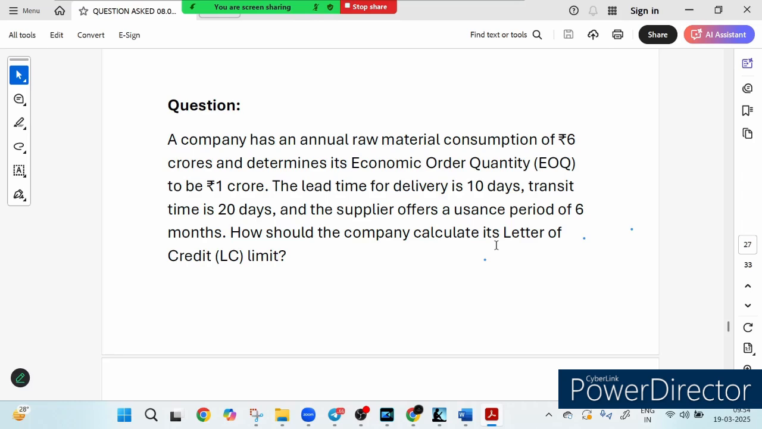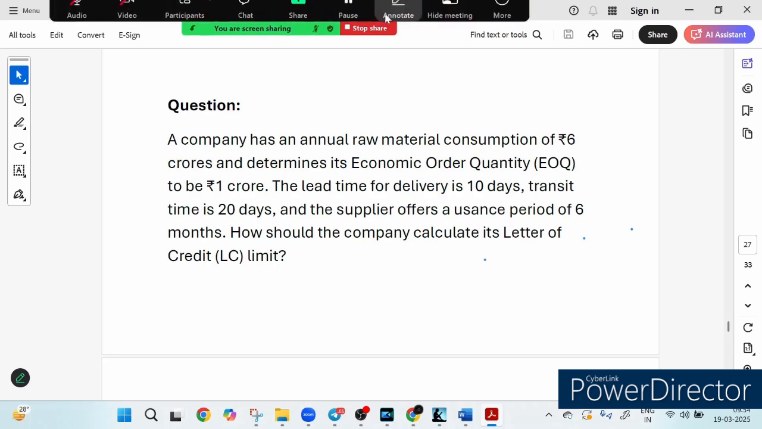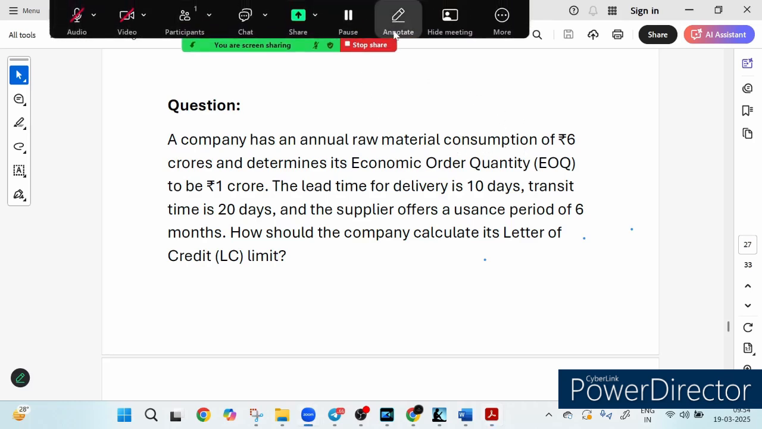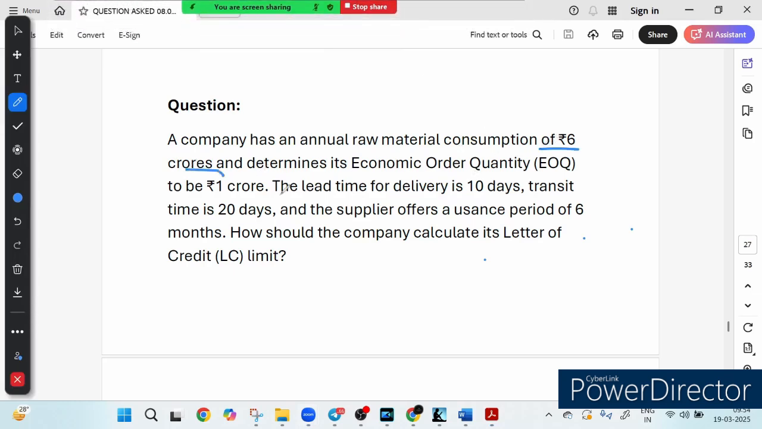So friends, let me show you the question. A company has the following details: annual raw material consumption, you can see, is 6 crore, right? Economic order quantity is 1 crore. Lead time for delivery is 10 days, transit time is 20 days, usance period is 6 months. So the question is, what will be the LC limit for the company?